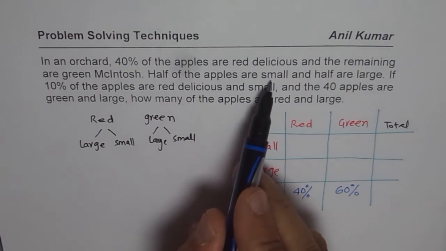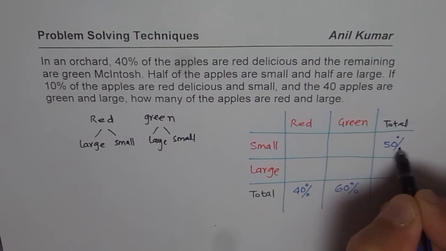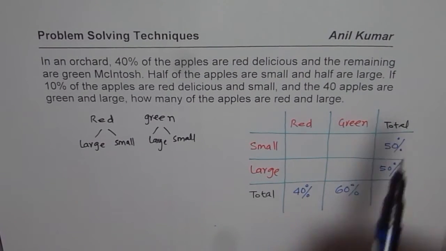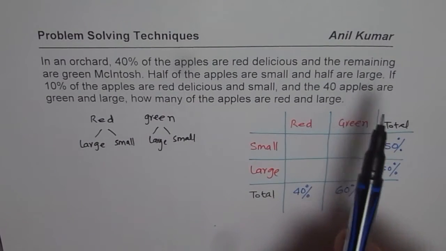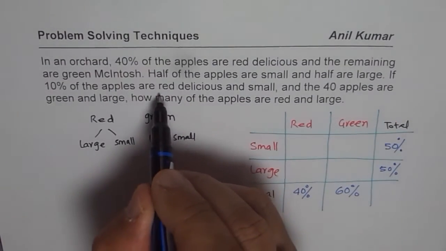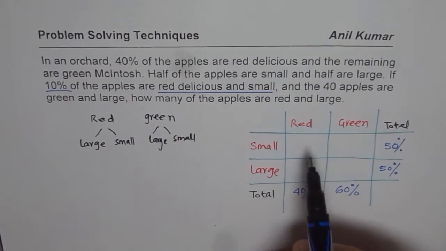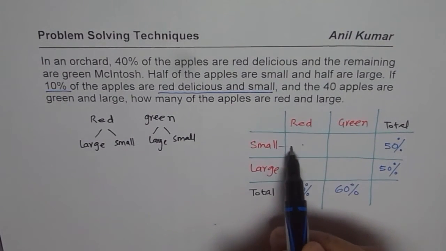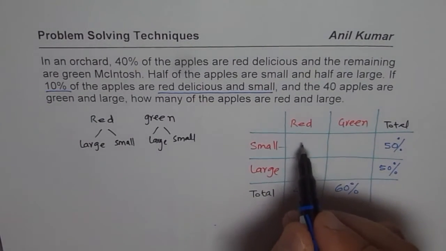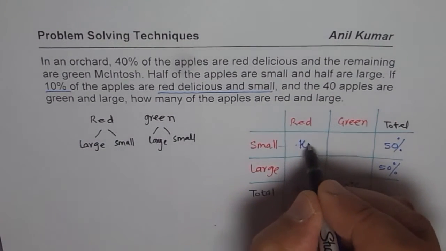Half of the apples are small and half are large. So among small and large we also know the percentage, that is 50%, 50%. Half means 50%. That we also know. Now, if 10% of apples are red delicious and small, we are given here a combination: red delicious and small is 10%. So this particular cell in the table represents red delicious and small, and that is 10%. You get the idea, right? So that is 10%.